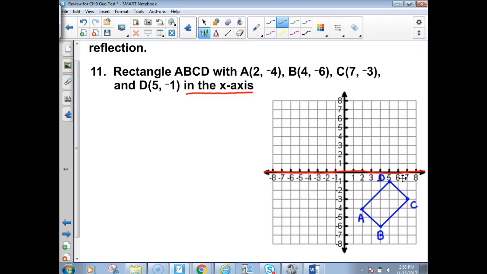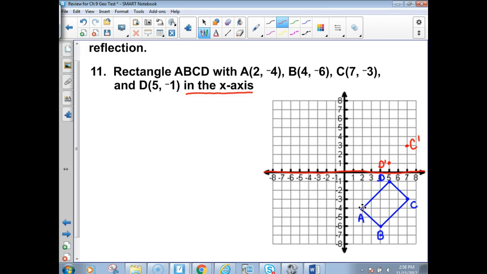Now, the way you would do that, if you wanted to describe for me, because on the test you may have to describe what you're going to do, you would be either measuring the distance that each point is from the x-axis and going that same distance to the other side of the x-axis. So D is 1 below, so you pop straight up, 1 above, and write D prime. C is 3 below the x-axis, so go straight up from there, 3. The other way you could describe what you're doing is to change the sign of the y values.